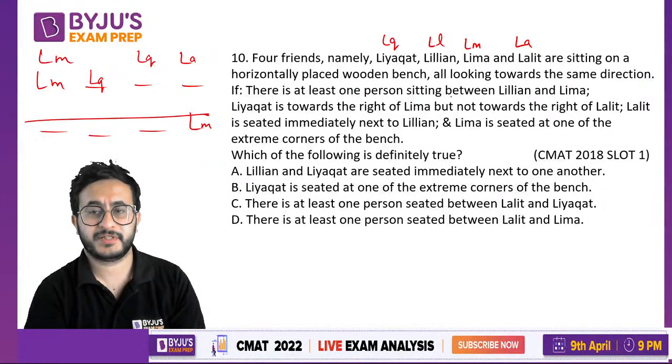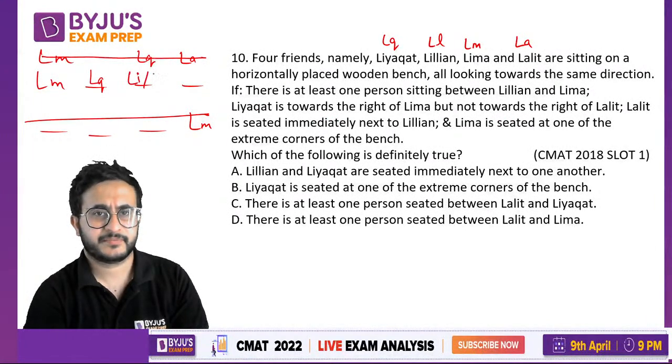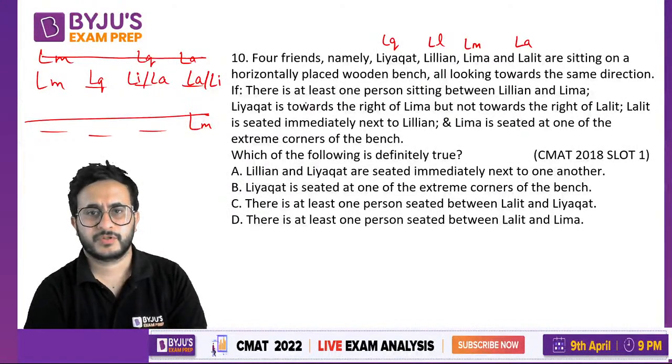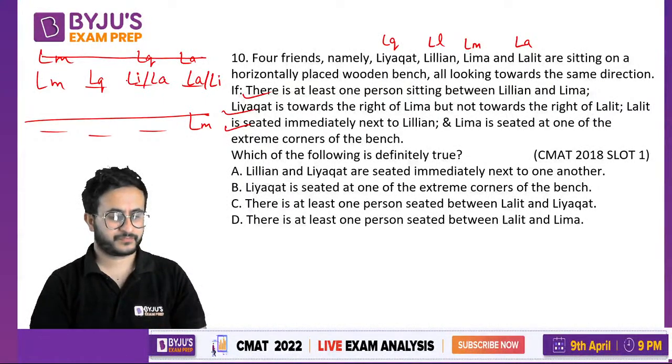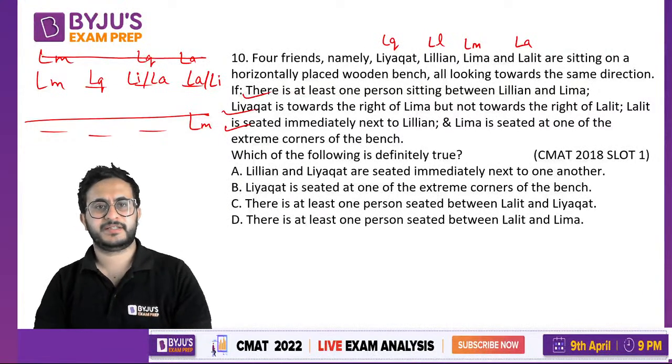Okay, and there is at least one person between Lillian and Lima. So this is not possible because Lillian cannot be here. Now, this will be Lillian and Lalit, in any order. There is at least one person between Lillian and Lima, so that is satisfied. Liaquat is towards right. Lalit is seated next to Lillian, so that is also satisfied. So all conditions are satisfied, so that is what we will get.